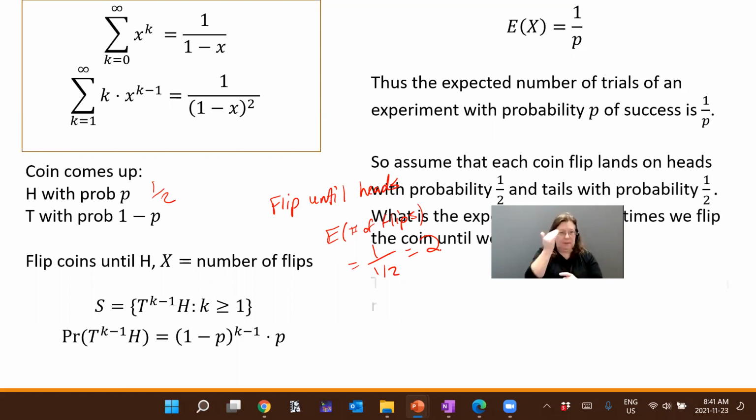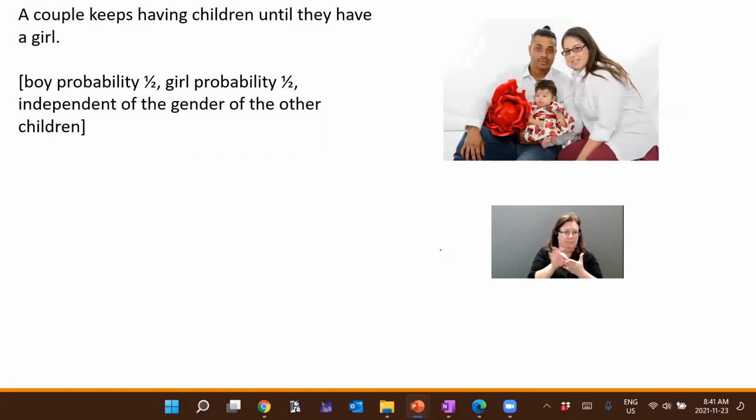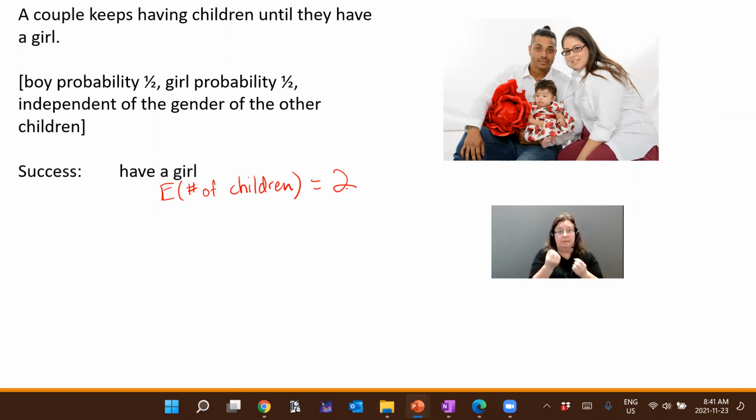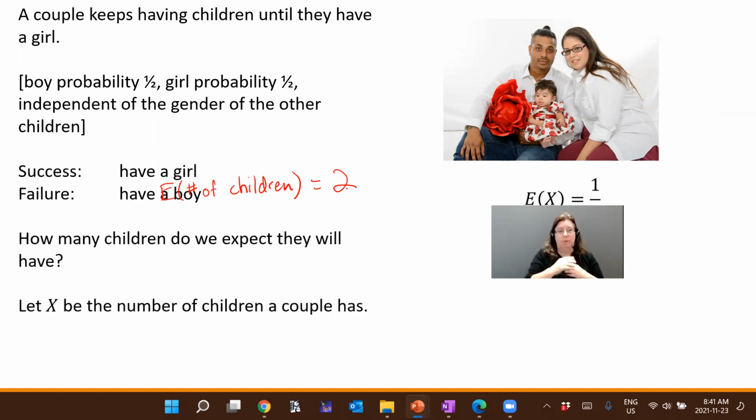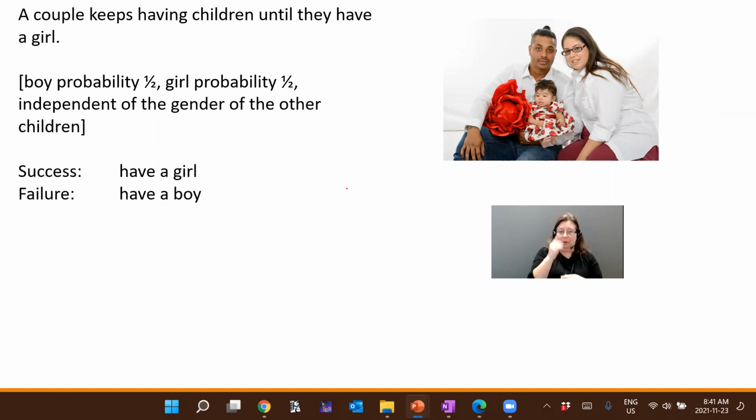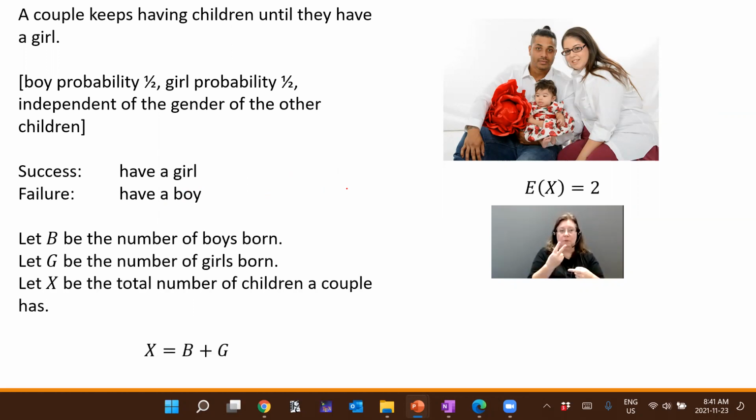That relates back to the question of the couple who was having children until they had a girl. The expected number of children is going to be 2, right? Because success comes with probability 1/2. So the expected number of children will be 2. And then we left off with the question, what happens if they have children until they have 2 girls? Well, we did this as well.